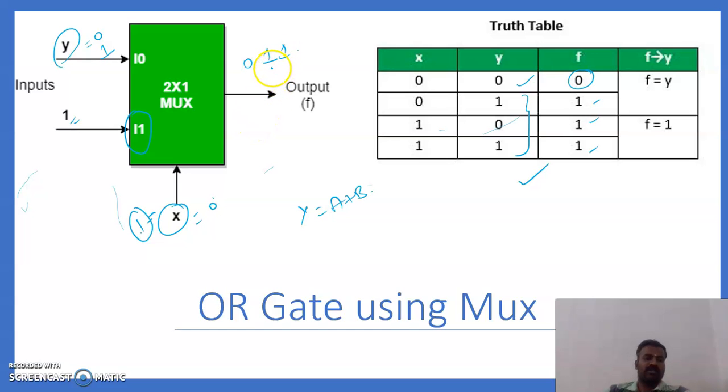Right. So if I give this as 0, and x is equal to 1 and this is 0, so 1 0 in the OR gate is also 1. So in the AND gate I have given y here, but in the OR gate we need to give y here. So this is the design of the OR gate.